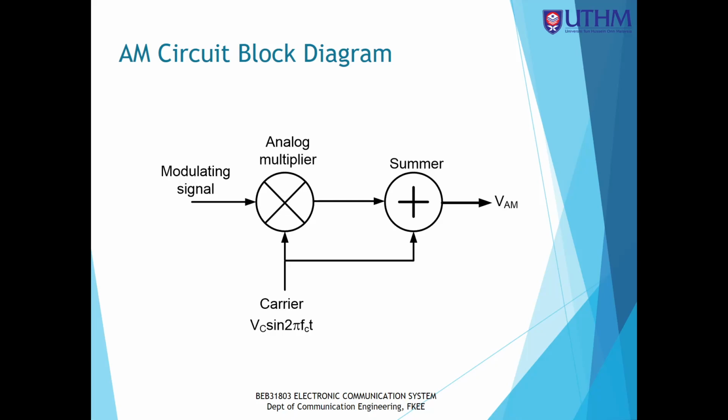So the simplified block diagram is like this. We have the modulating signal and we have the carrier signal. We have the analog multiplier. Here we multiply VM(t) and also VC(t), and then we add the carrier component over here. Then we can get the AM. So we get three components.